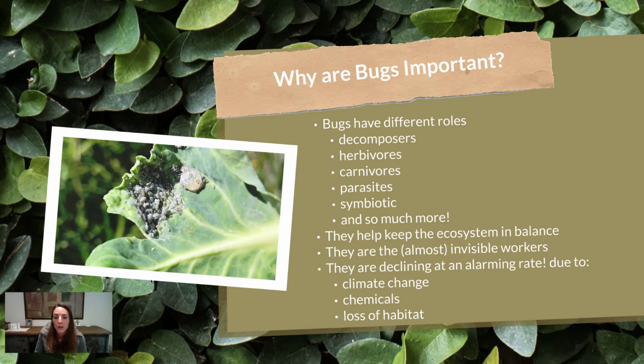And they're the almost invisible workers in any ecosystem, whether we're talking about a forest or a field, or in our case, a food forest. And unfortunately, they're declining at an alarming rate due to three things: climate change, they're having a hard time adapting to the changes in climate; chemical use, so pesticides and herbicides and other chemicals that humans use; and also loss of habitat. We're cutting down forests and clearing fields at rates at which these insects can't find a place to live. They're losing their homes.